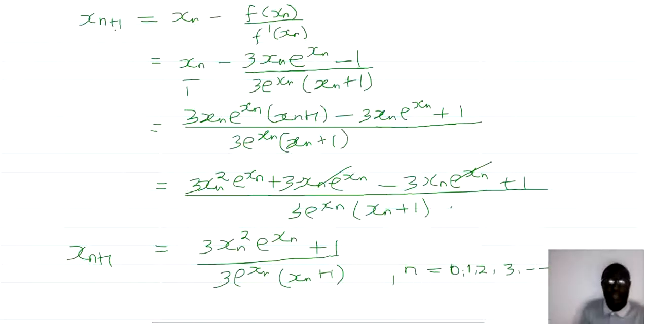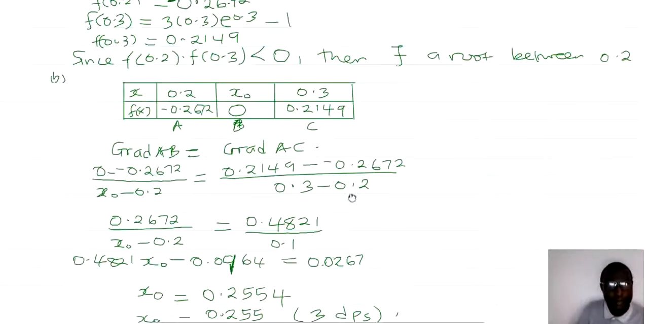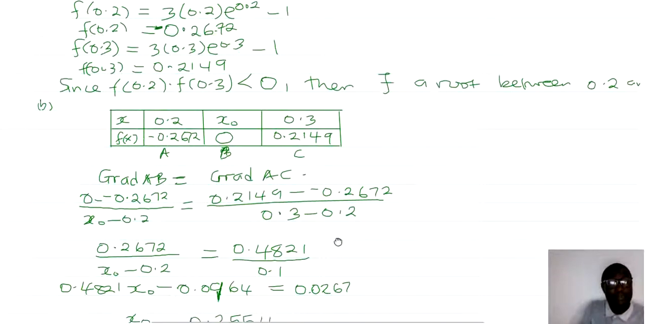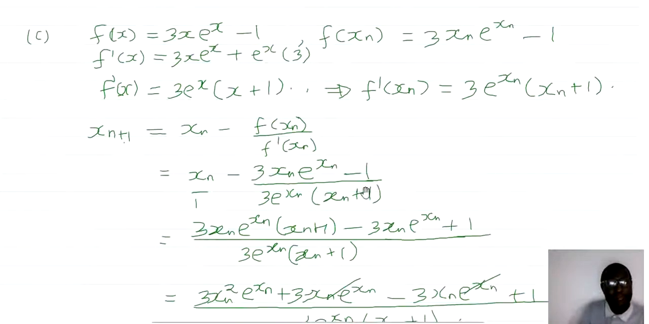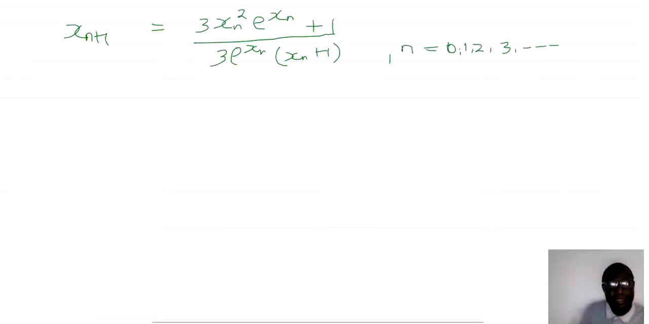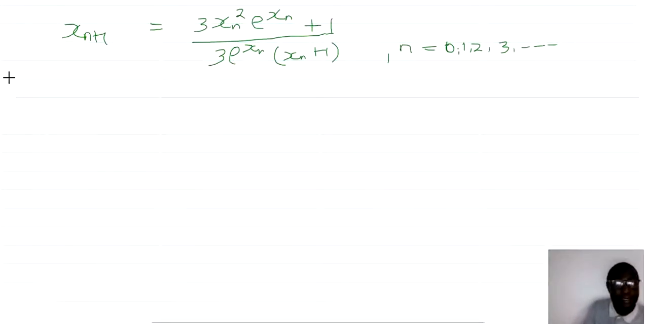So this here is what was required of us to be shown in the question in part C. We have managed to show that in part C. Now in part D, they want us to use this formula here, the formula which we have got, which is the same as this, to find the root of the given equation correct to 3 decimal places. Please don't forget that 3 decimal places is very important in this question. Why? It determines the maximum error that we have to find.